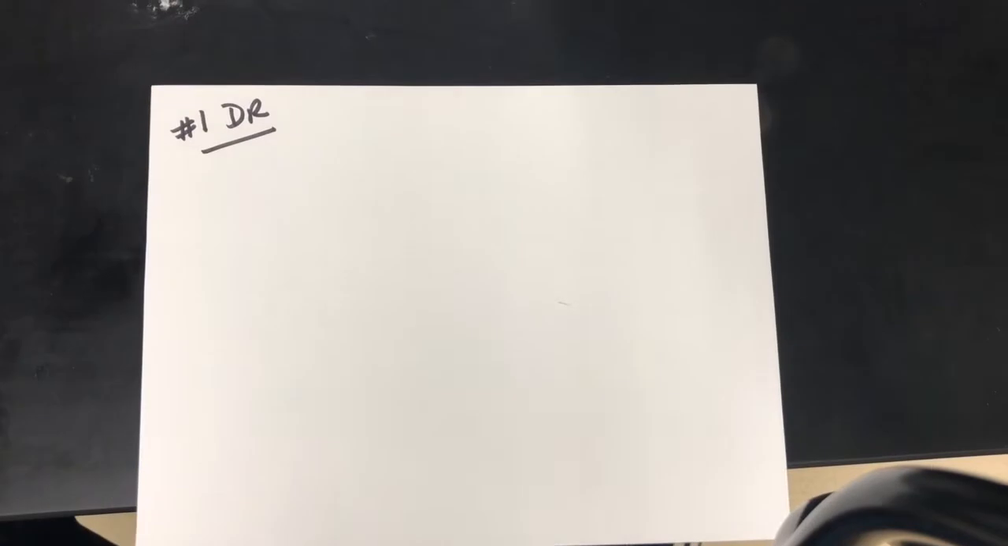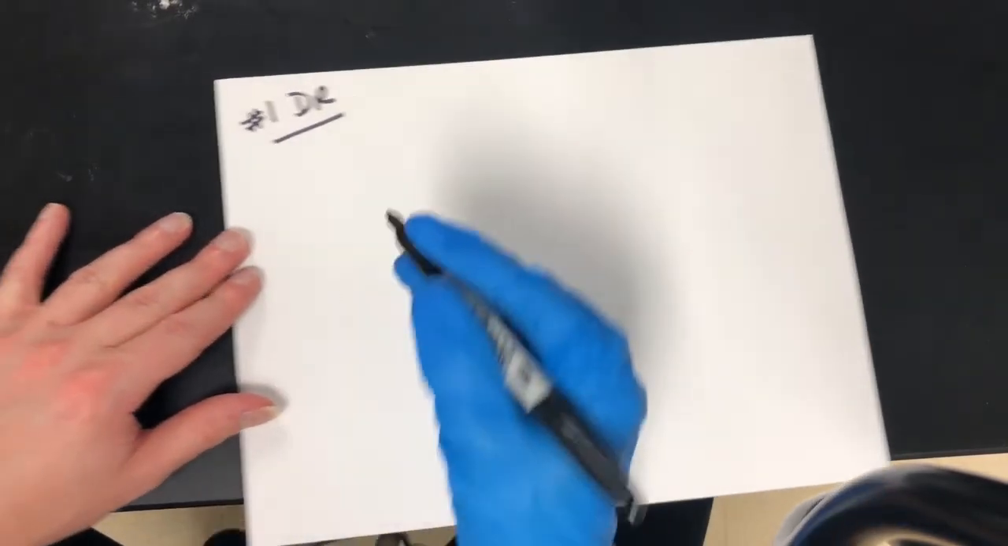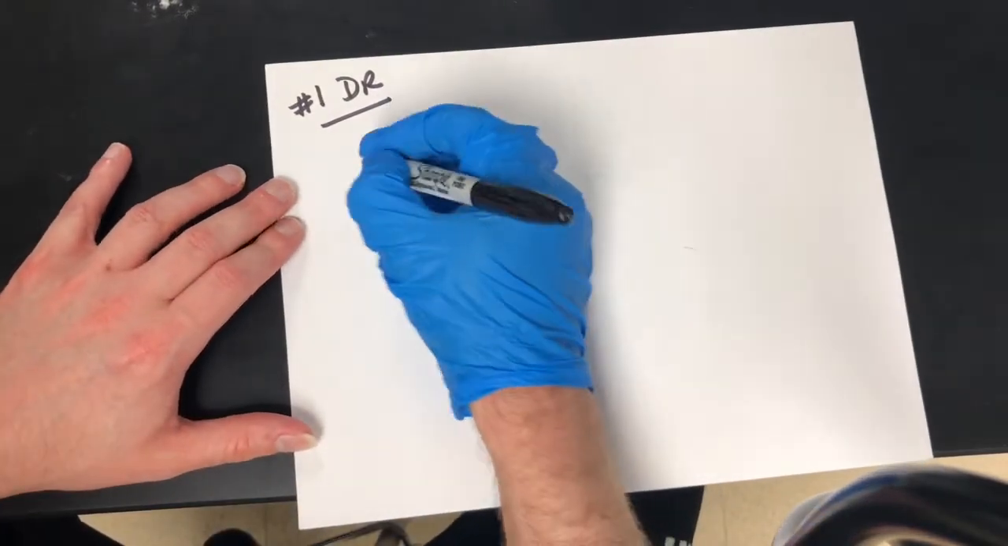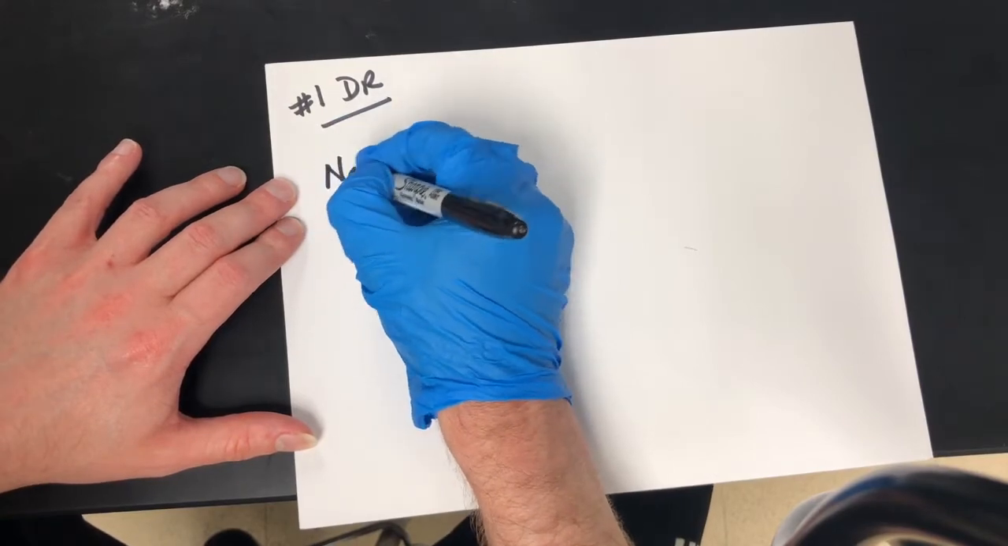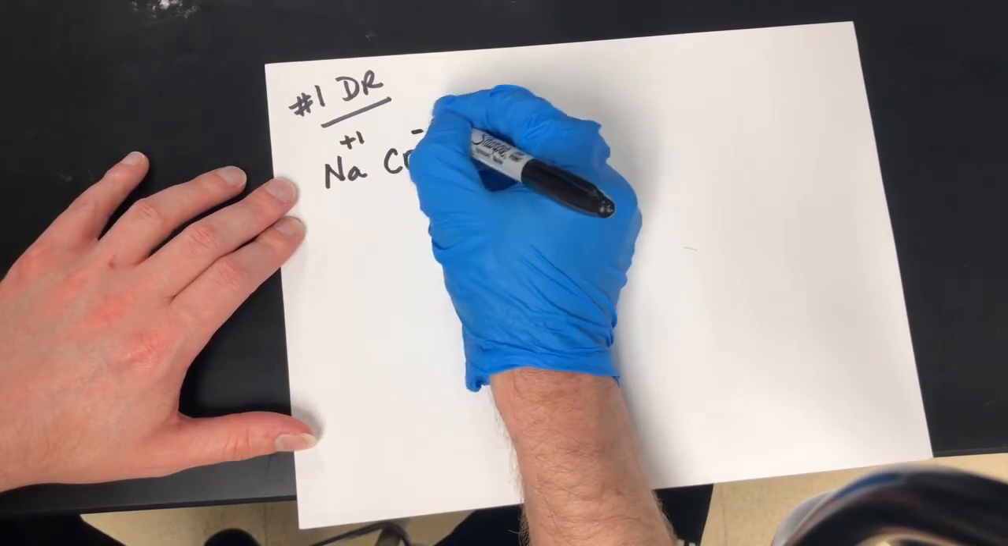Okay, when we start doing these double replacement reactions, we're going to have to be using our solubility rules. So the first one says we're going to mix sodium carbonate and 10 drops of concentrated hydrochloric acid. Okay, so sodium carbonate, sodium is Na with a +1. Carbonate is CO3 with a -2 charge.